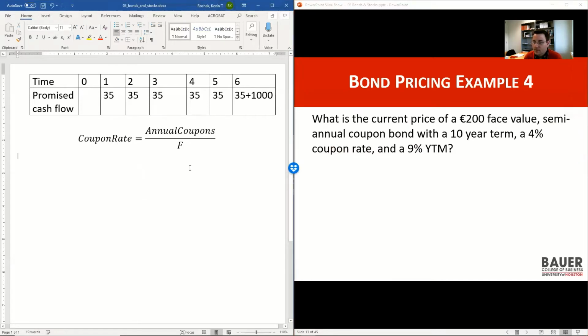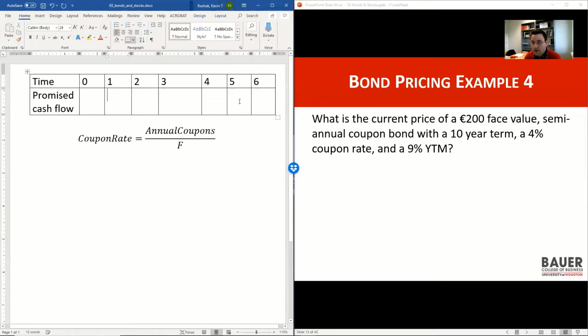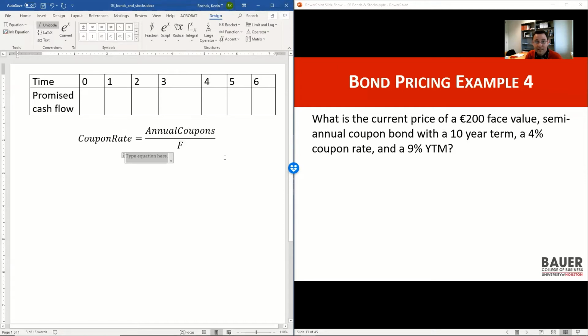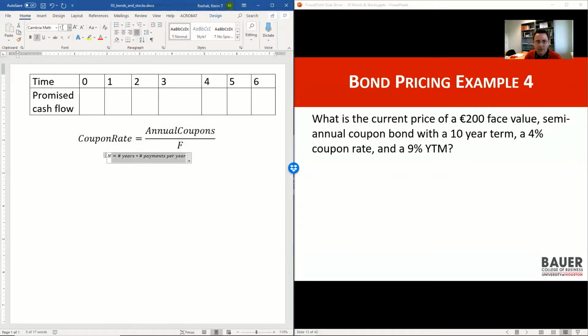Okay, so what do we do with all this? Well, first thing, you always want to get the cash flows. So this bond, it's got a 10-year term, and it's paid semi-annually. So how many payments do we have? Well, you have the number of years times the number of payments per year. That tells you how many periods you have, which is pretty intuitive. In this case, you've got 10 years, and you're getting paid twice per year, semi-annual, so you've got 20 periods.